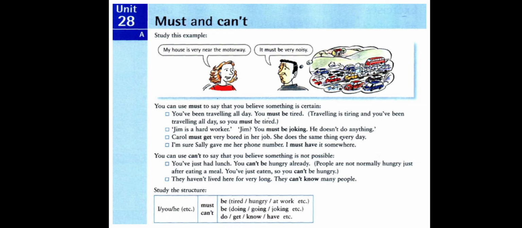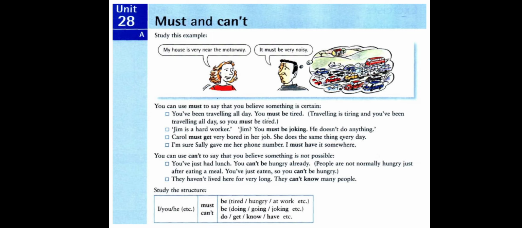You have just had lunch, so you can't be hungry already. Here is inference by you and negative inference used by can't instead of mustn't. We don't say you mustn't be hungry. We say you can't be hungry already. People are not normally hungry just after eating a meal. You have just eaten, so you can't be hungry.